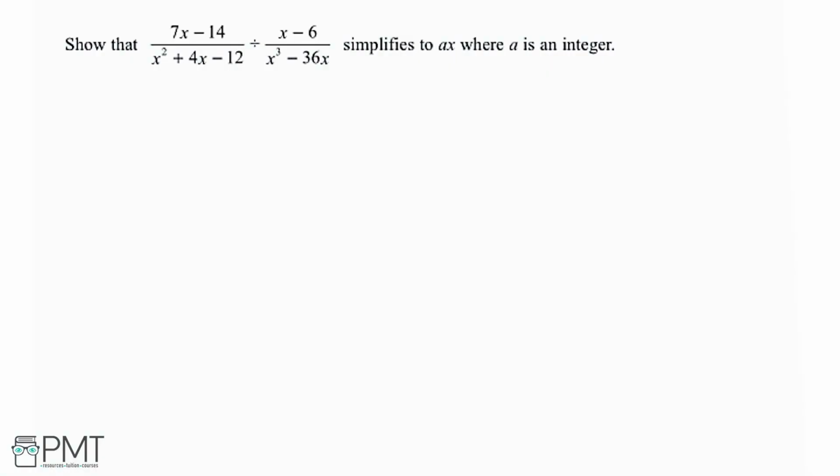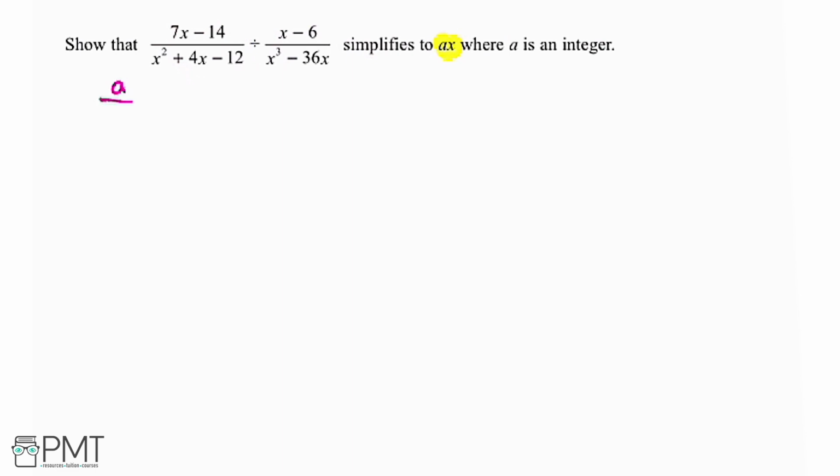Show that 7x minus 14 over x squared plus 4x minus 12, divided by x minus 6 over x cubed minus 36x, simplifies to a multiplied by x, where a is an integer. Okay, so there's a lot going on here, but if we break it down step by step, it's not too bad. Firstly, I can see we're dividing fractions here.